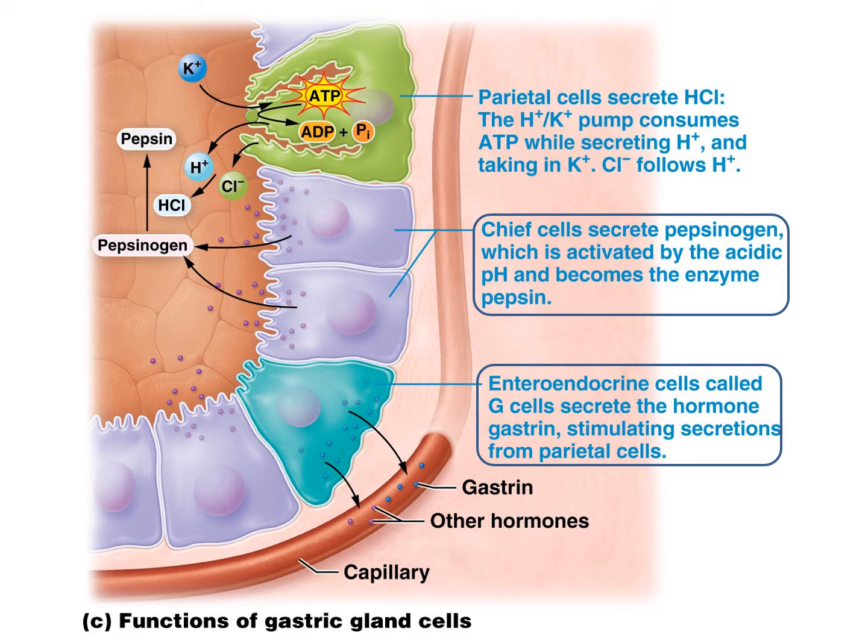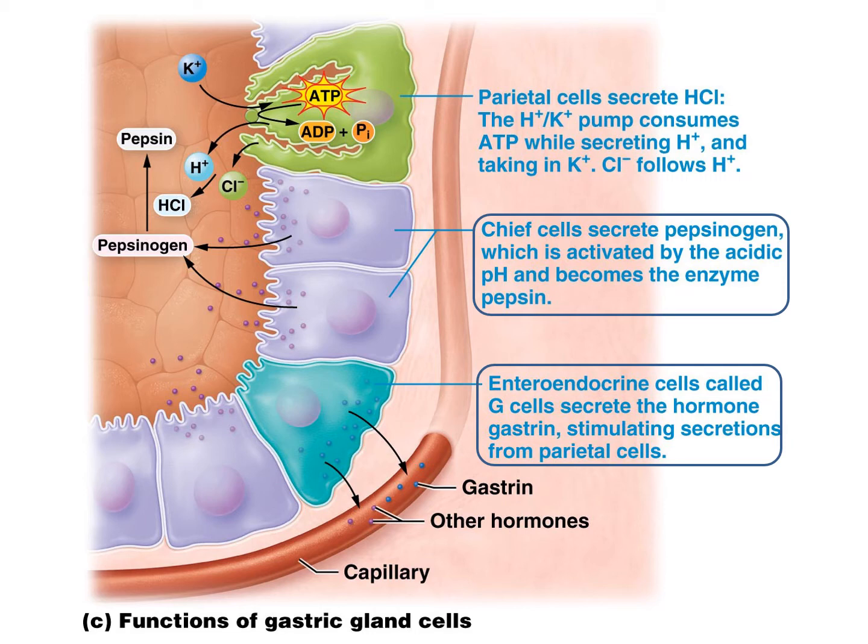So here the chief cells are secreting pepsinogen, which is activated by the acidic pH produced by the HCl, and becomes the enzyme pepsin. Okay, so we'll talk more about these proteases in a later lecture. Remember, but for now we'll say pepsinogen is an inactive enzyme, which is cleaved by HCl and activated to the active enzyme pepsin.